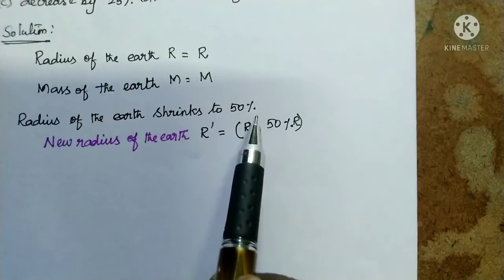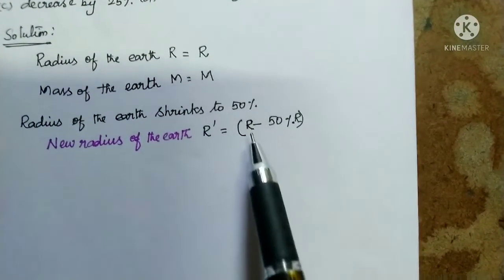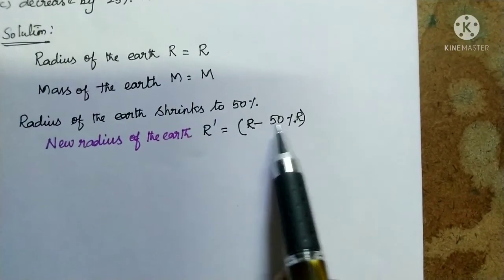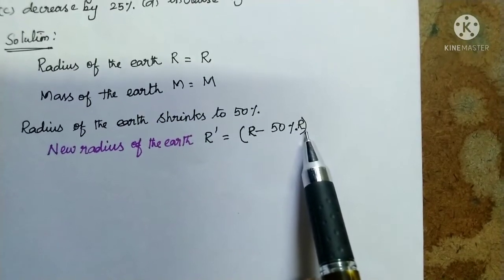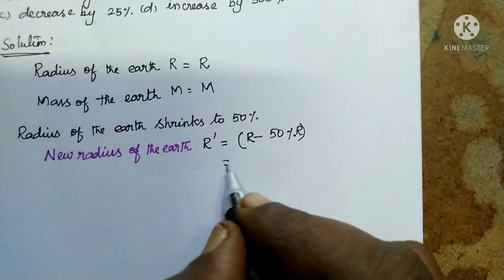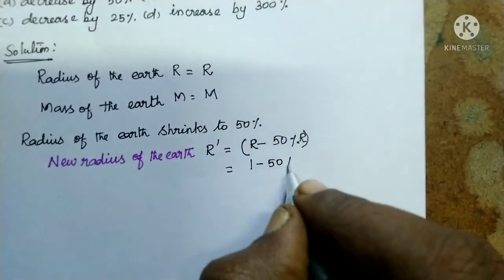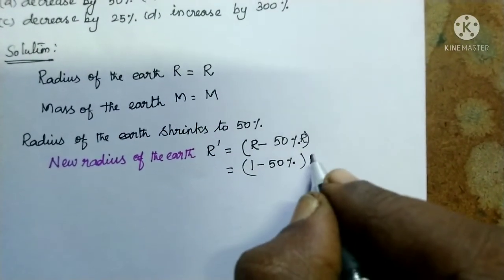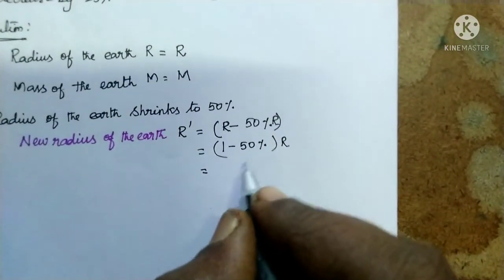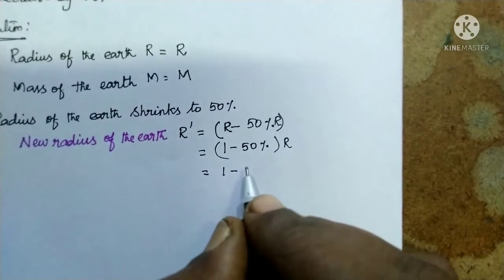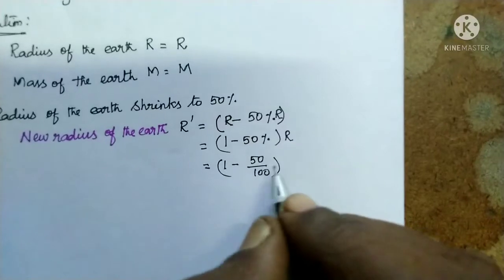The radius of the Earth shrinks to 50%. So the new radius of the Earth, r dash, is equal to the old radius minus 50% of r. That is equal to r, taking r outside the bracket, (1 minus 50 by 100) into r.